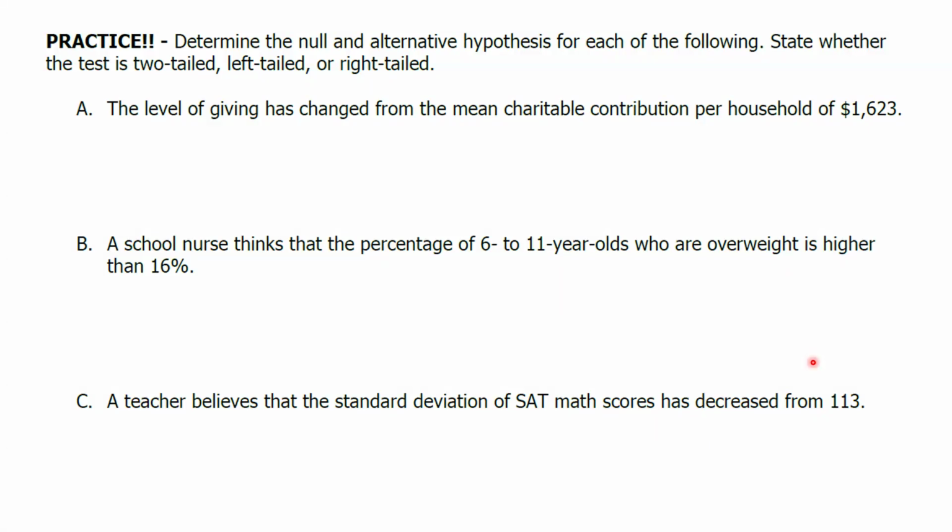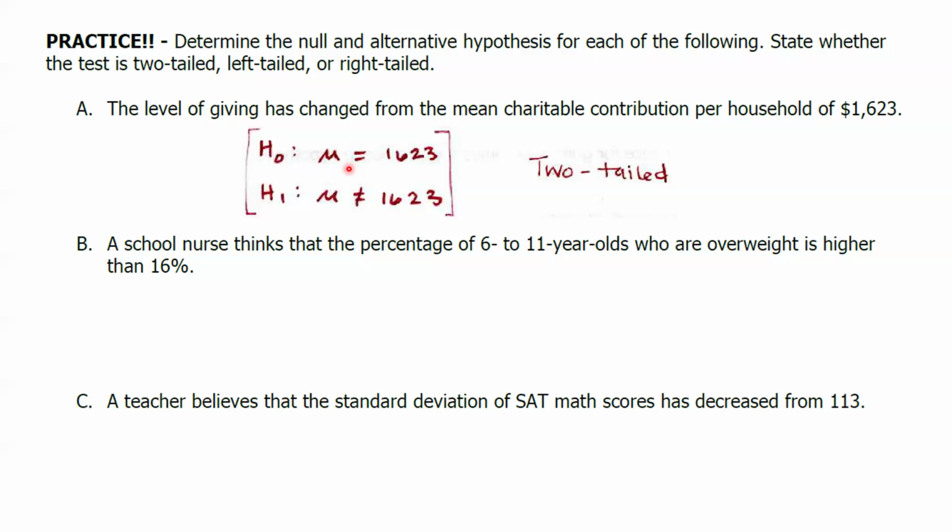All right, so hopefully you've attempted. Your directions here are just as the ones that we just walked through. So you want to determine the null and alternative hypotheses for each of the following, then state whether the test is two-tailed, left-tailed, or right-tailed. So for A, the level of giving has changed from the mean charitable contribution per household of $1,623. So your keyword here is changed. It doesn't specify a direction, so that means it could be higher or lower. So this is a two-tailed test. Your null hypothesis will be mu equals 1,623, and your alternative will be mu does not equal 1,623.